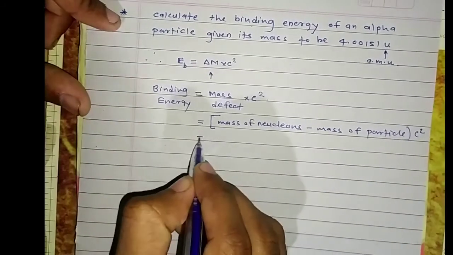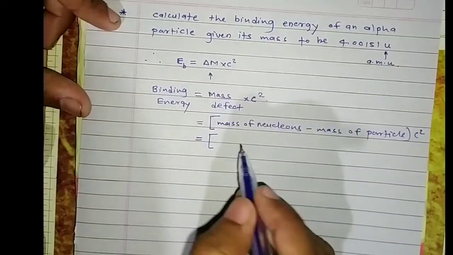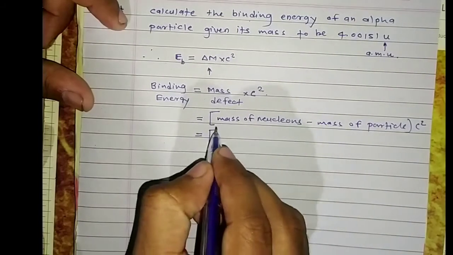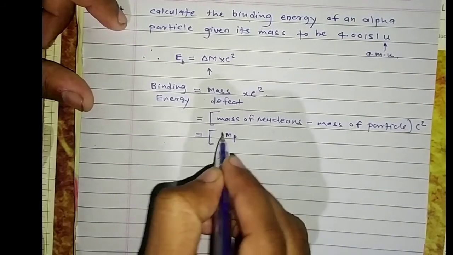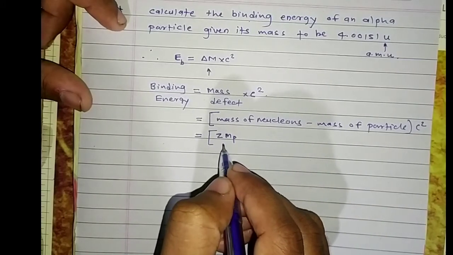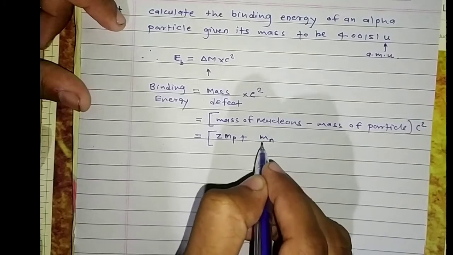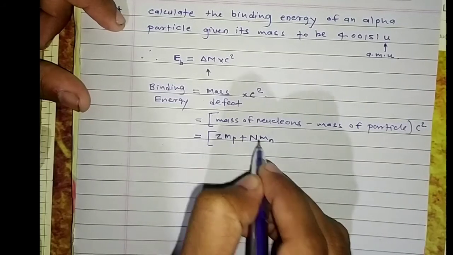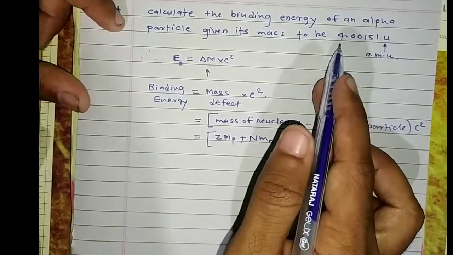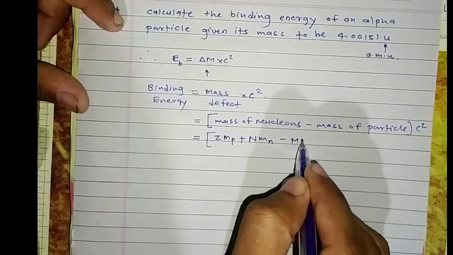So now what is the mass of nucleons? In the nucleus there are two kinds of particles, the proton and the neutron. So the mass of nucleons will be the mass of proton into the number of protons, which is denoted as Z, the atomic number, plus the mass of neutron multiplied by the number of neutrons, minus the mass of the particle, given here as 4.00151. Which particle is it here? Alpha particle. So let me write it as a capital M.